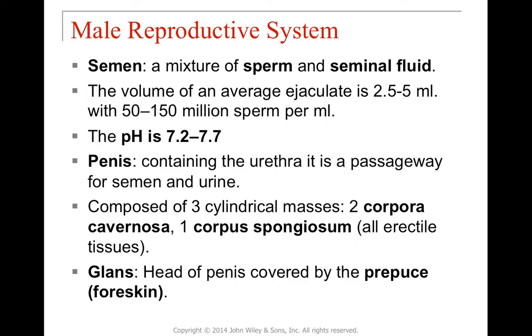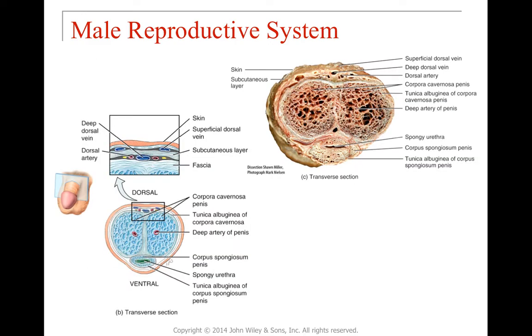Then at the very tip of this, we're going to have the glans penis, which is the head of the penis, and in an uncircumcised male, this is going to be covered by something called the prepuce, or we may also know it as the foreskin. Okay, so if we are going to take a transverse section of the penis, I'm just going to do an overview, and then we'll take a more detailed look.